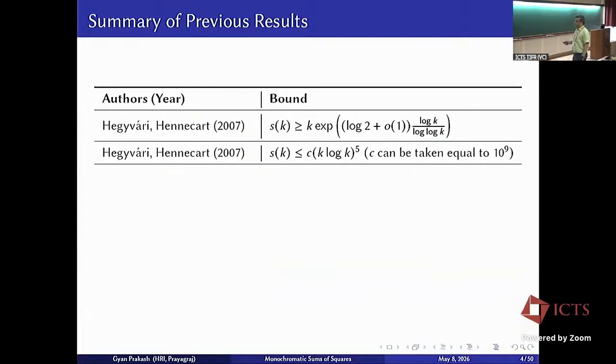For the upper bound, what they proved is C into k log k to the power 5, where C can be taken to be 10 to the power 9. But there is a difference in the power of k itself between the lower bound and the upper bound.